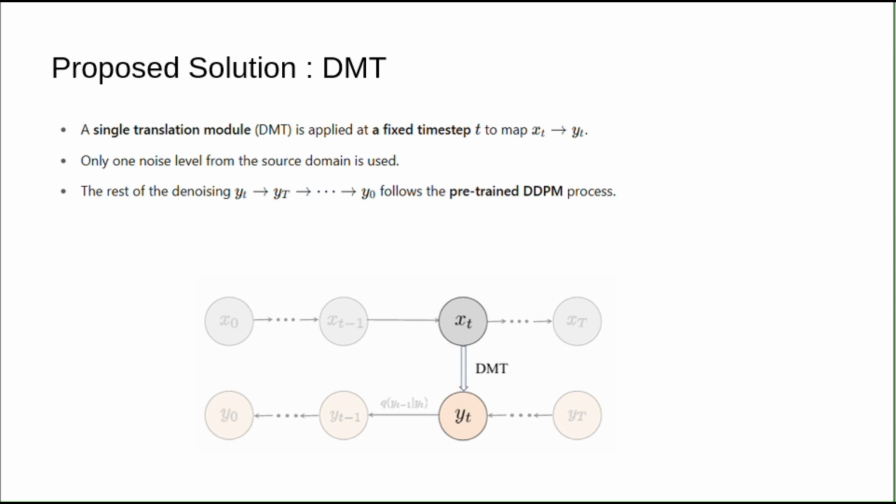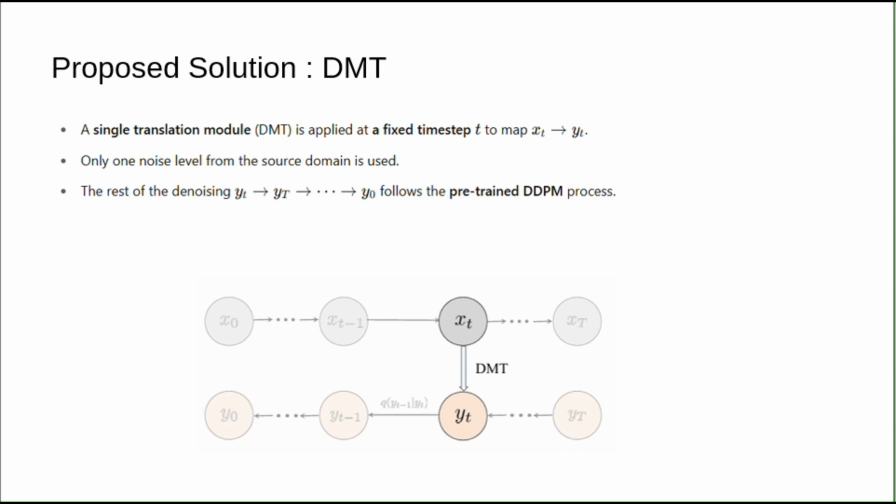So they proposed a solution called the diffusion model translator, DMT. The core idea is simple but powerful. Instead of translating at every step, the model performs translation only once at a fixed timestep t. Here the noisy source image xt is mapped to its target counterpart yt using a single learned module. After this translation step, the rest of the reverse process from yt back to y0 is handled using a standard pre-trained DDPM without any further conditioning on the source.